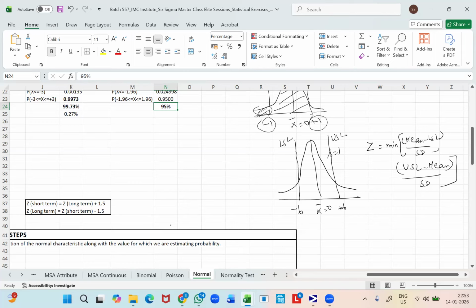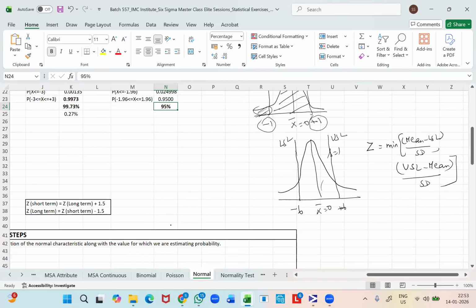I've already told you that the target will be the midpoint between LSL and USL. Or if you want to mathematically apply a formula to calculate the target, it will be USL plus LSL divided by 2. So what will be the target for this scenario? LSL is -6, USL is +6, so target will be 0, right? So target is 0. Mean is also assumed to be 0. So here is a scenario where the mean is actually aligning with the target.